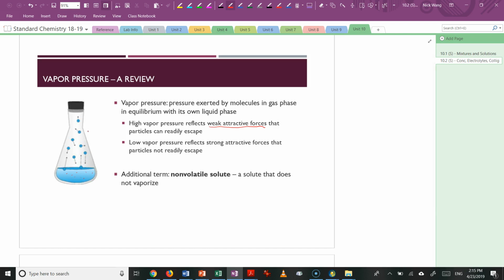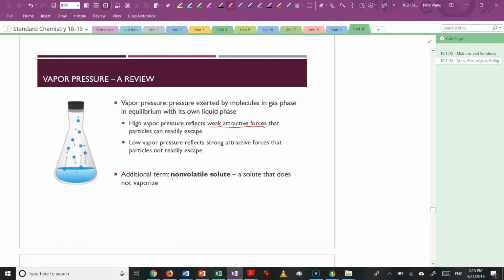Low vapor pressure means that you have fairly strong attractive forces, because the attractions between all the particles in the liquid basically keep the particles from being able to escape. And so if you have low vapor pressure, that means you have very few particles that have escaped. Therefore, you can make the conclusion that generally it has strong attractive forces in the liquid phase.